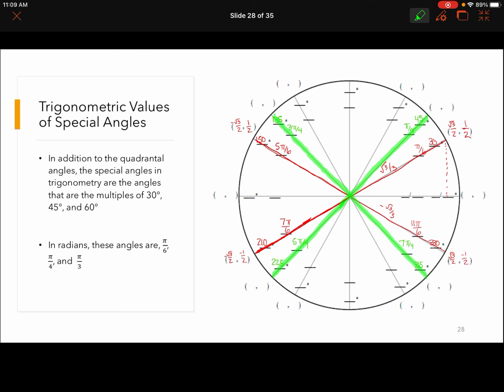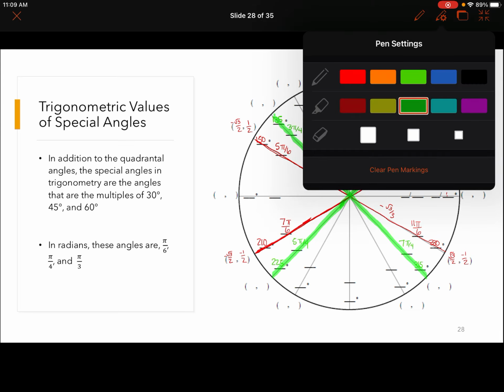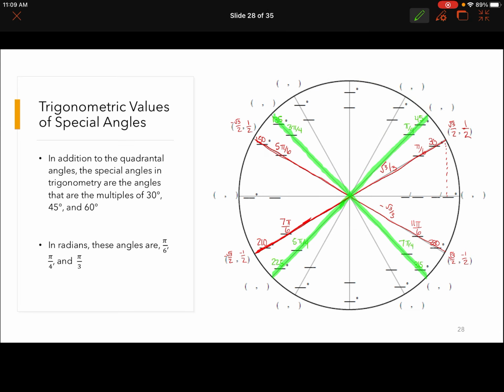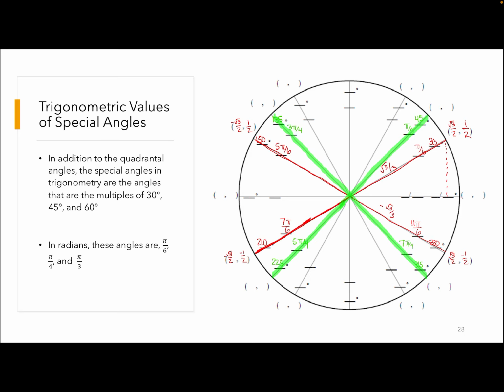So now for 45 degrees, for all of the angles that are multiples of 45 degrees, the sine and cosine values are the same in absolute value. And that number is square root 2 divided by 2. So cosine is square root 2 over 2, and so is sine. Remember, in quadrant 2, the x is negative, which means that the cosine value is negative. So negative square root 2 over 2. The sine is still square root 2 over 2.